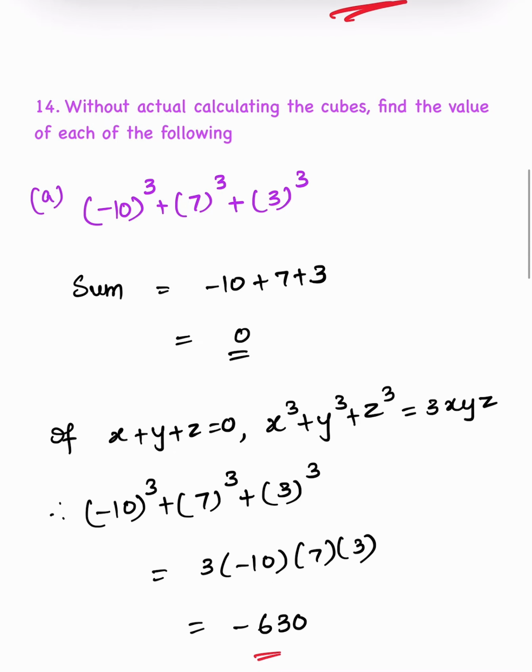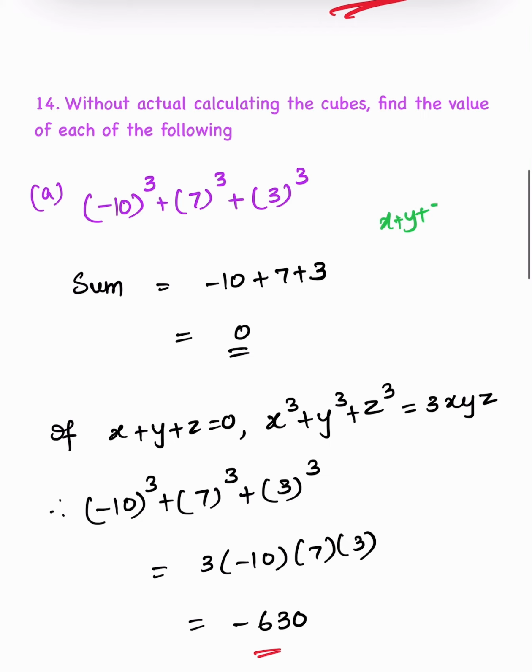Without actually calculating the cubes, find the value of each of the following. A, (minus 10) whole cube plus 7 cube plus 3 cube. So again this is also an application of 13th problem and the same identity. So let us find x plus y plus z sum. Okay, x plus y plus z sum we have to find out. What is x plus y plus z sum here? Minus 10 plus 7 plus 3. This is equal to 0.